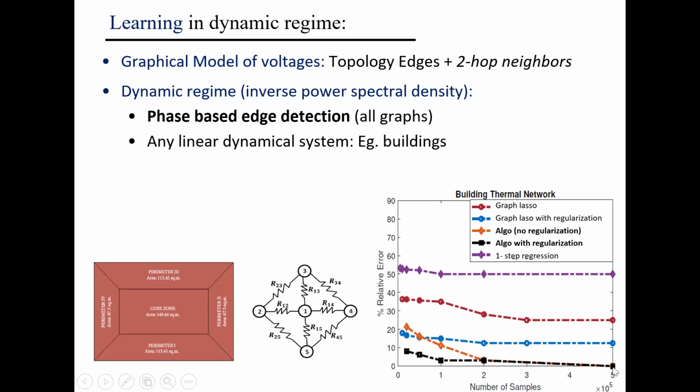So it is a consistent learning algorithm, whereas other algorithms like graph lasso, which I talked about in the static case, even in the asymptotic limit will give you errors, primarily because these algorithms were not designed for systems which are driven by temporally correlated or colored inputs. Sorry, so this was not a dynamic algorithm.